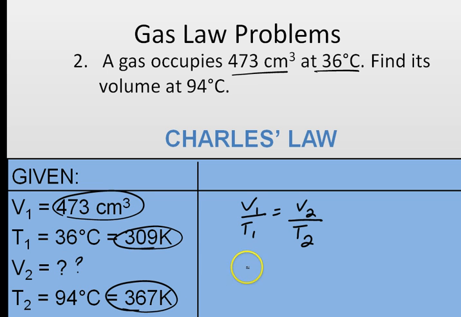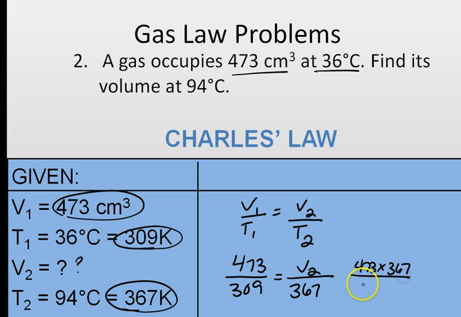So now we just plug and chug, put it into the equation. 473 over 309 equal to V2 over 367. Again, cross multiply, take 473 times 367 over 309. I'm showing this only because a lot of people make silly errors when they go to calculate. So I wanted to show this. Make sure you're practicing with me. We are going to have then 3 significant figures. Remember, we converted these two to Kelvin with 3. And so this will be 565 cubic centimeters.